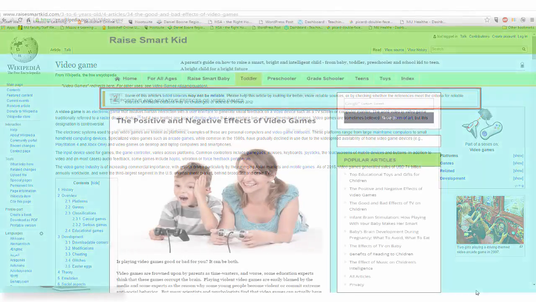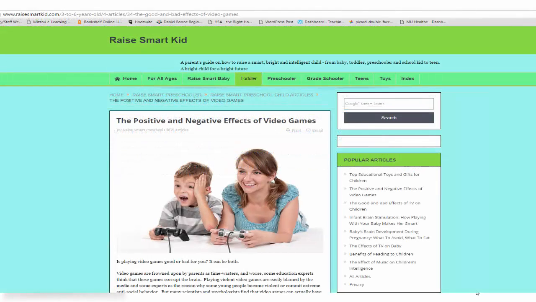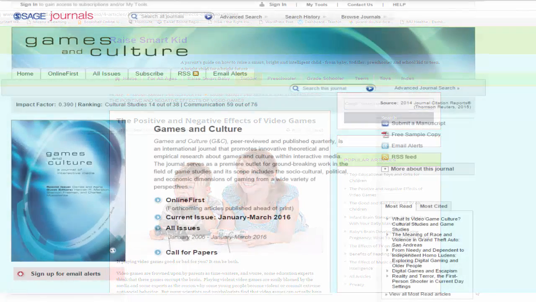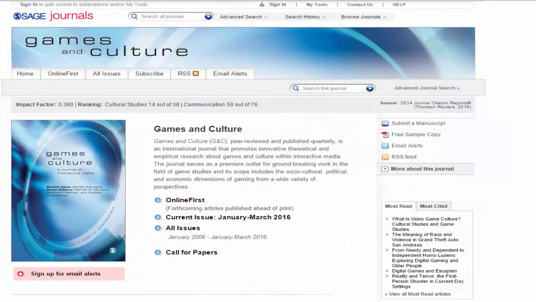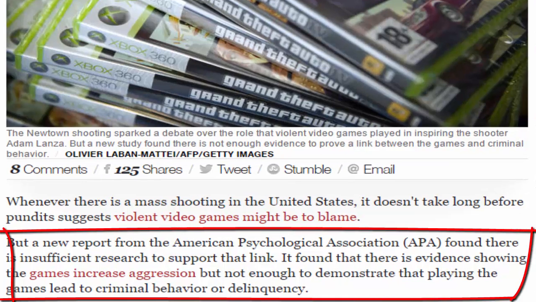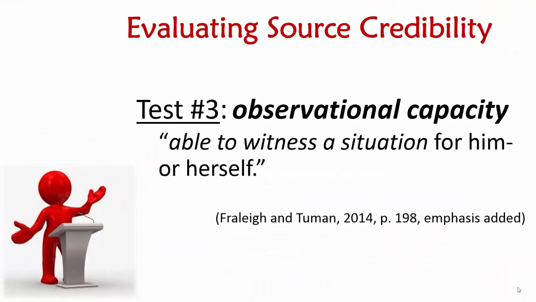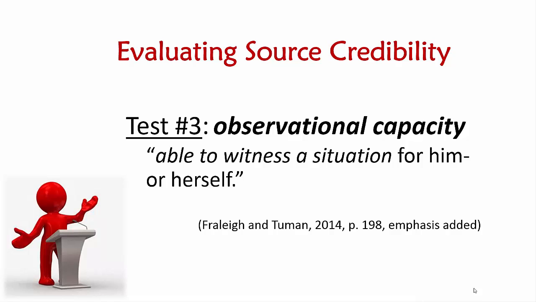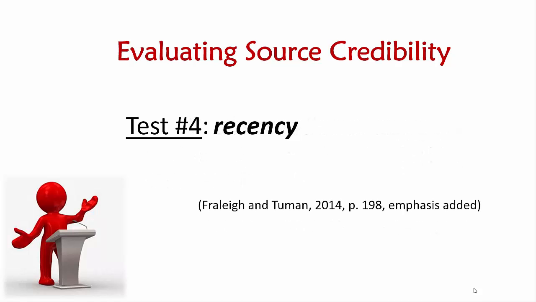Or maybe they're just doing what the person on that Smart Kids website was doing and just pulling together information from other, more expert sources who do have the observational capacity. So why not go to the expert sources in the first place? People who do research, or people who are eyewitnesses, good quality journalists who are on the scene or interviewing sources that were on the scene or involved in the issue and able to witness the situation for themselves. That's what observational capacity is. And if you don't know the source's capacity to be able to observe things themselves firsthand, not as great of a source. The final test is recency.